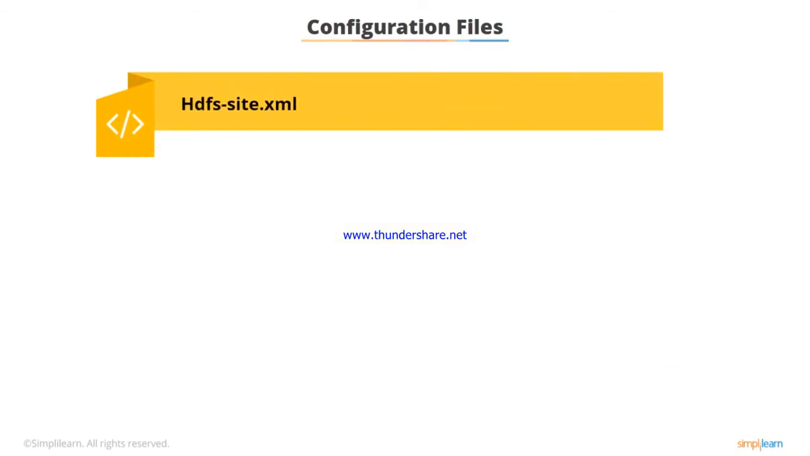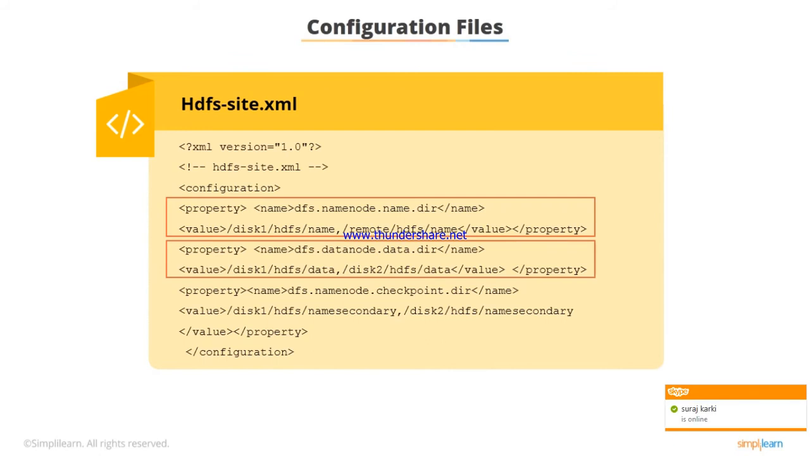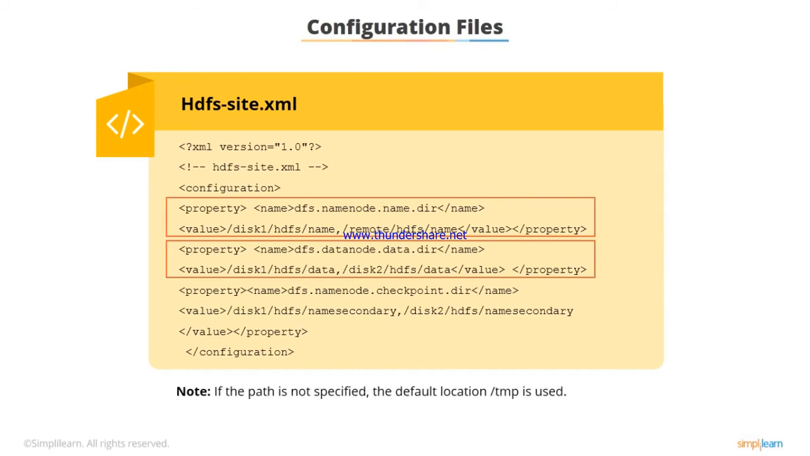In hdfs-site.xml, you can specify the configuration for the storage directories where name node and data node will store data. With the properties dfs.namenode.name.dir and dfs.datanode.data.dir, you can specify the storage directories for the name node and the data node as shown on the screen. Note that if the path is not specified, the default location /tmp is used.